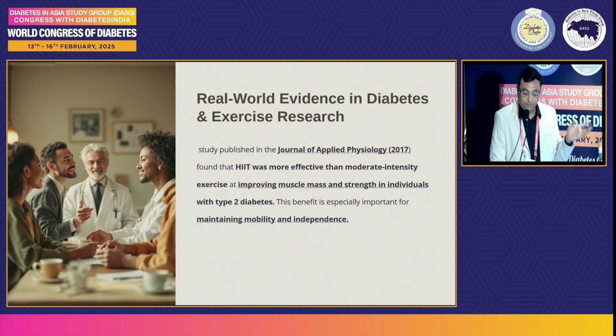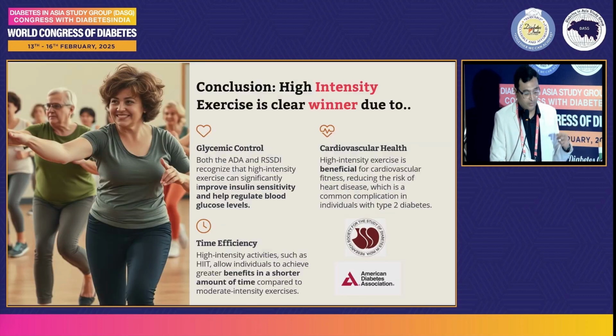There is certain real-world evidence also, published in the Journal of Applied Physiology in 2017. There is improved muscle mass and strength in individuals, as well as maintained mobility and independence. So this could be very useful for patients who are middle-aged or on the higher side.